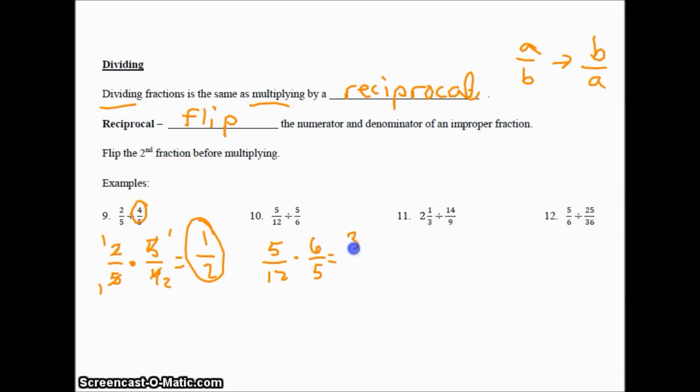5 times 6 is 30. 12 times 5 is 60. 30 divided by 60 is in fact 1/2. If we looked at the cross reduction too, we could have looked at this as 1 and 1 and 1 and 2. Okay, so again, that does give us 1/2 as our final answer. Good way to check yourself. Go ahead, pause the video for the last 2 questions of the day, and then we will wrap up our video at the end.